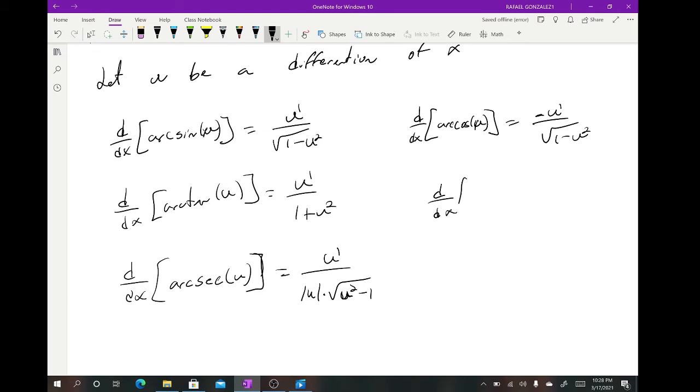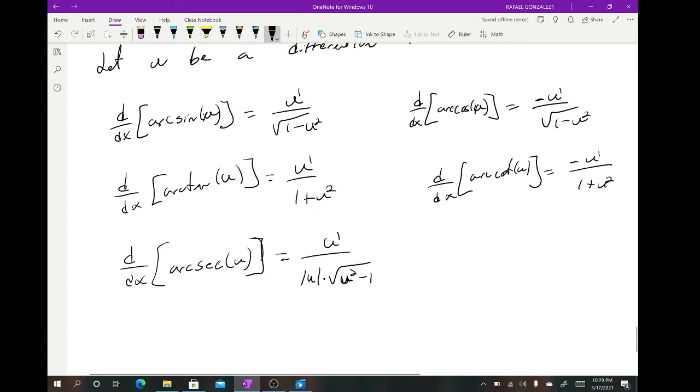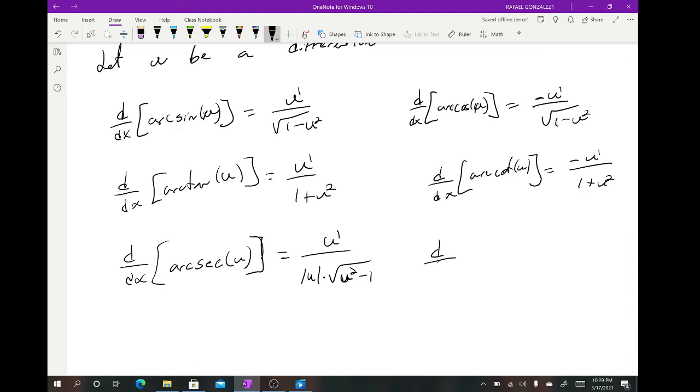The derivative with respect to x of arc cotangent of u is equal to negative u prime divided by 1 plus u squared. And finally, the derivative with respect to x of arc cosecant of u is equal to negative u prime divided by the absolute value of u times the square root of u squared minus 1.